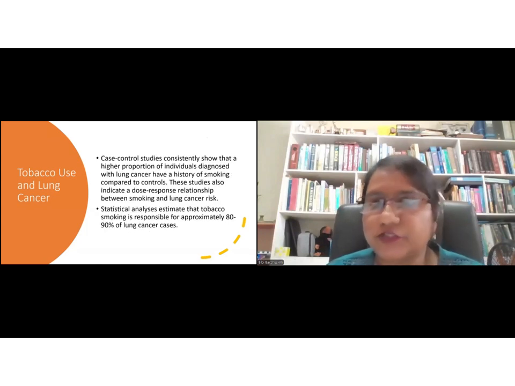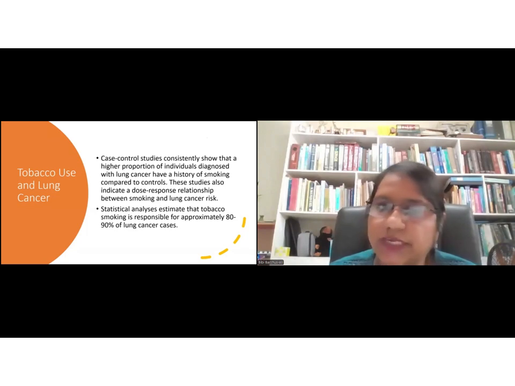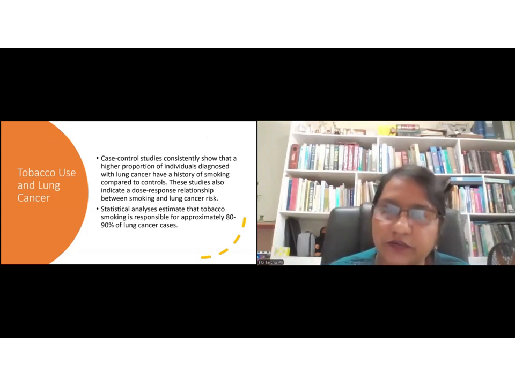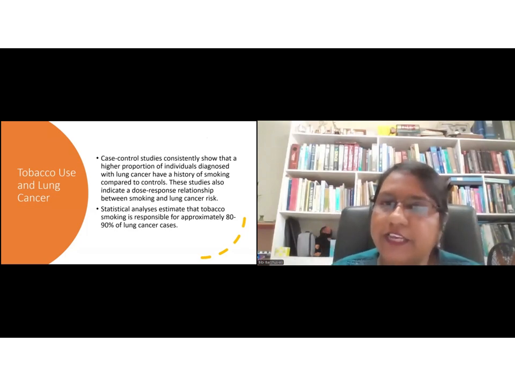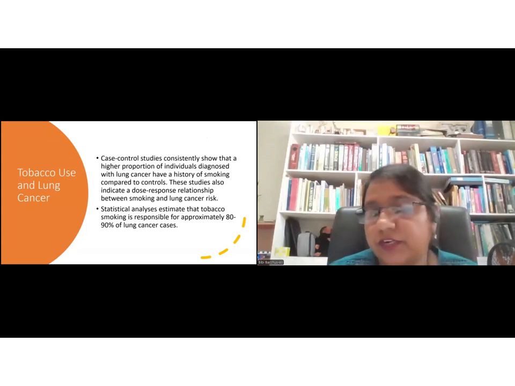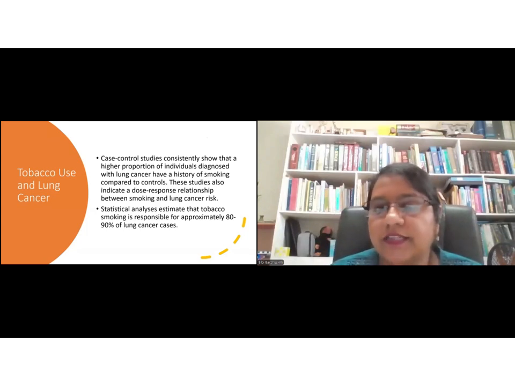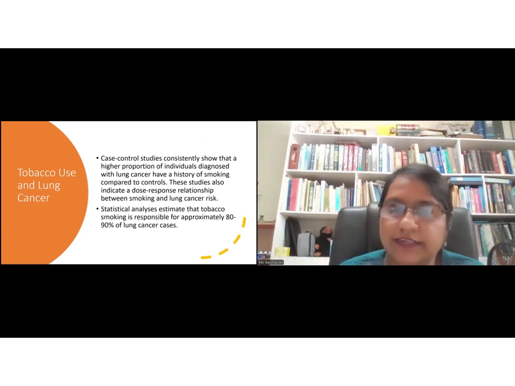There are also case control studies which consistently show that a higher proportion of individuals diagnosed with lung cancer have a history of smoking when compared to controls. These studies also indicate a dose-response relationship between smoking and lung cancer. Statistical analysis estimated that tobacco smoking is responsible for approximately 80 to 90% of lung cancer cases.